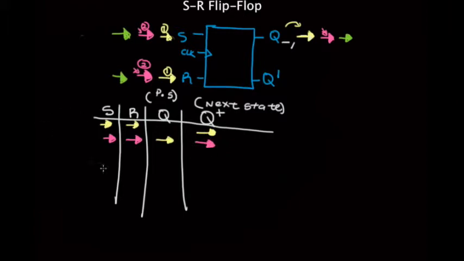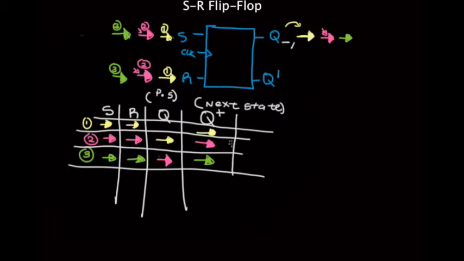And now let's go to the green arrow. This is our third line of command. For the third line of command, our previous state, the present state, is now the pink arrow. And for the third line, we have S as the green arrow, R as the green arrow, and the combination of S and R, Q plus, as a green arrow. So I hope this gives you a clear understanding of what's going on in the SR flip-flop.